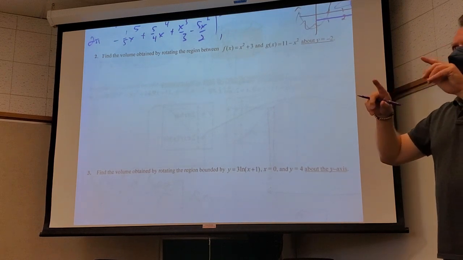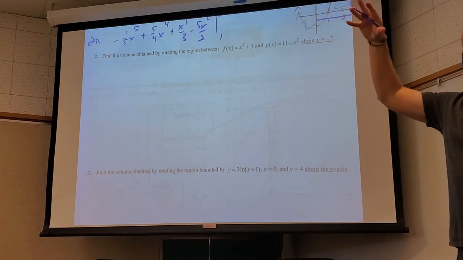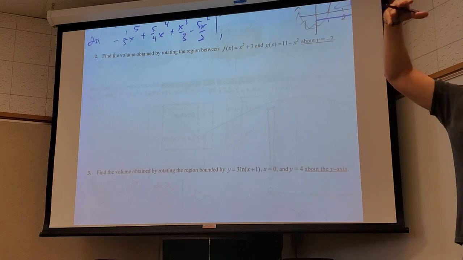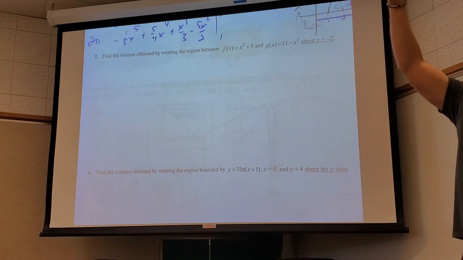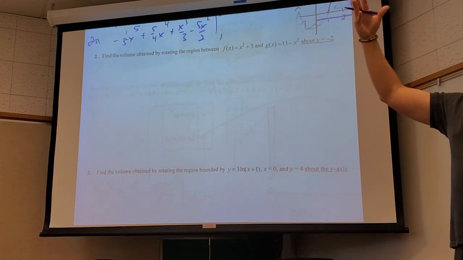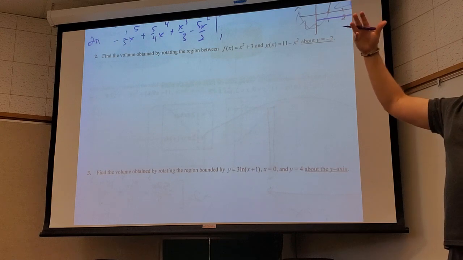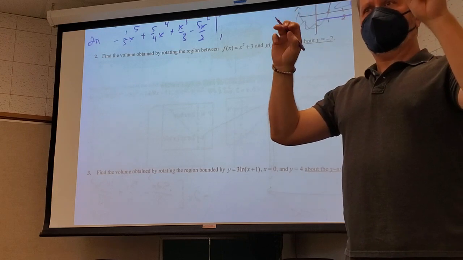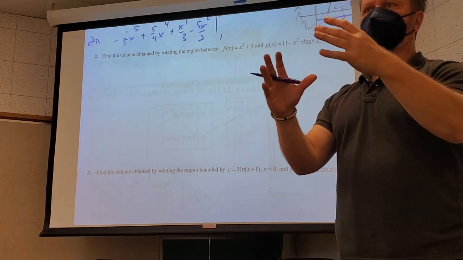And by the way, do you notice if disks don't work, shells will, and vice versa, but they sometimes both work, because we just did an example where they both work. So if the functions are nice enough, either way is going to work. The only time they won't work is if it's a method we don't know what to do.